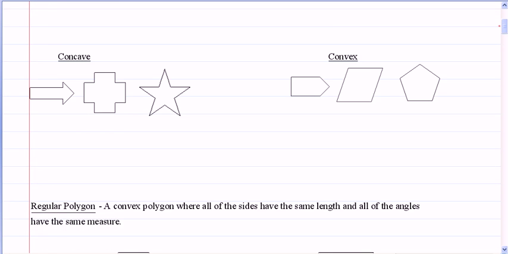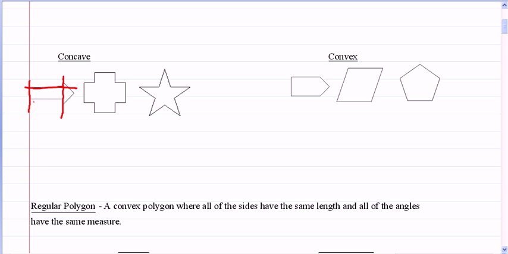Once you determine that you have a polygon, you can group them into either concave polygons or convex polygons. To be a concave polygon, you need at least one side that when you extend it, it passes through the interior of the polygon. So this side, when extended, passes through the interior. This one does not, and this one does.